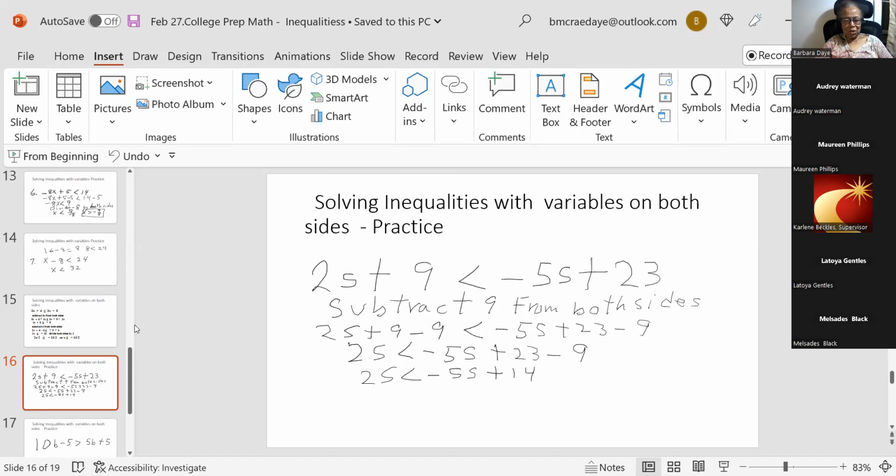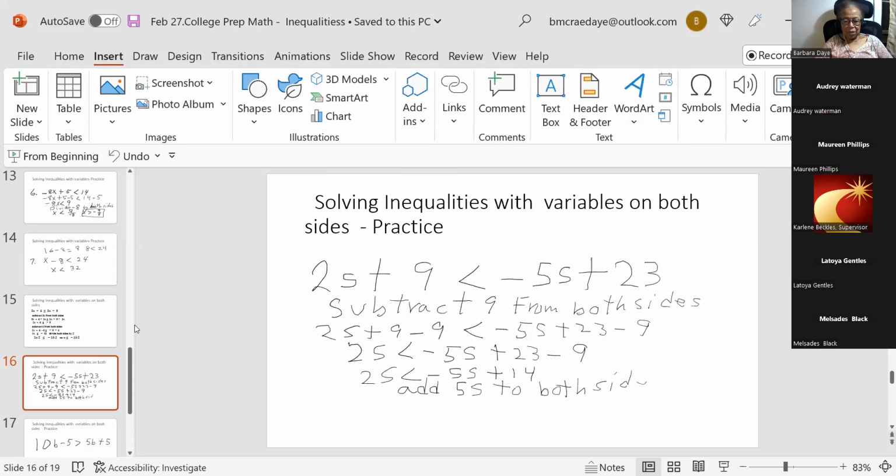That's a minus. So what do you have to do, Audrey? Add. Add. Very good. That's right. You add your 5s to both sides. Okay. You got it. Right. Add 5s to both sides. Right.